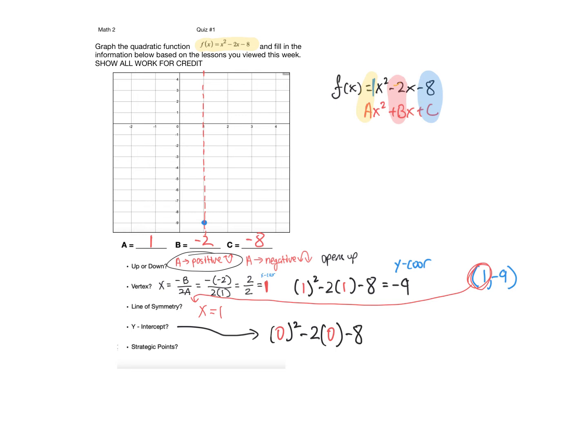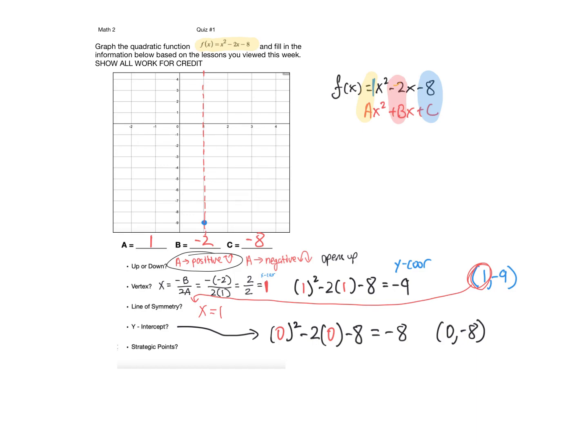So at the end of the day, after I do that out, I know that I'm going to get a -8 out. Reason being, this is 0, this is 0, and then minus 8 gives me a -8. So I know that my y-intercept is going to be (0, -8). I plugged the 0 in, and I got a -8 out.